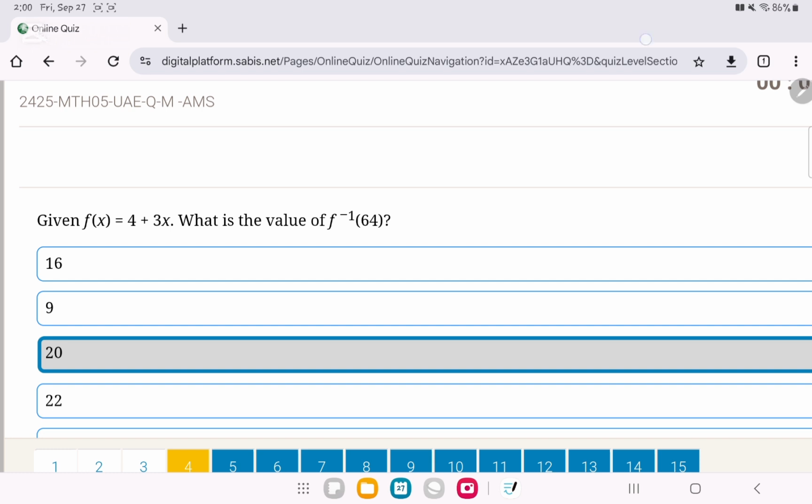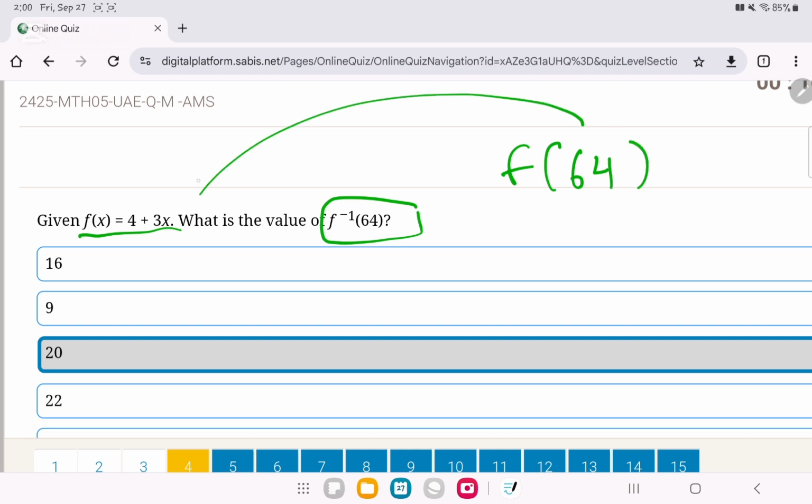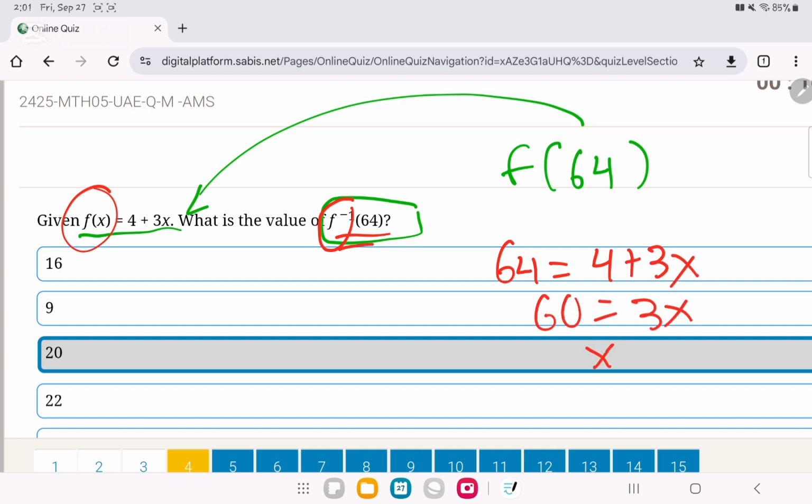I will repeat again. We have f(x) is equal to 4 plus 3x. They're asking us what's the value of f inverse of 64. If they asked us for f of 64, we would usually replace the x by 64. But here they're asking us for f inverse of 64. So what do we need to do? We need to replace the f(x) by 64. So 64 is equal to 4 plus 3x, 60 is equal to 3x, and then x is equal to 20.